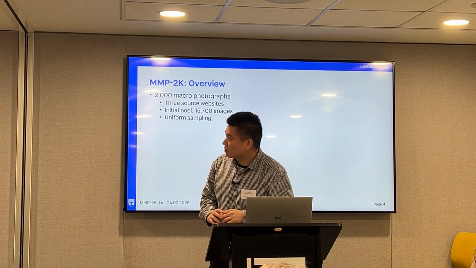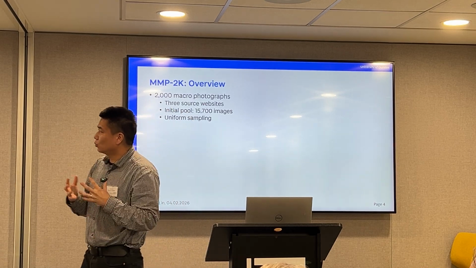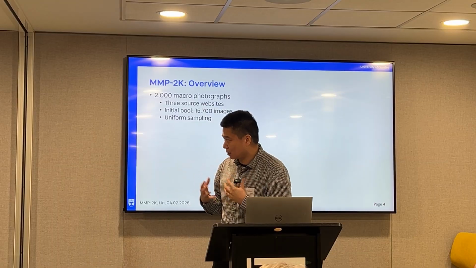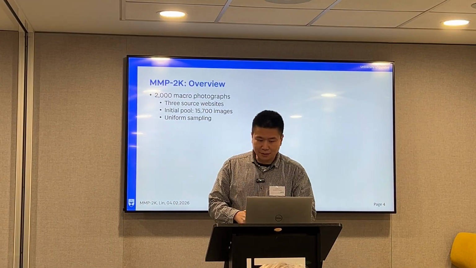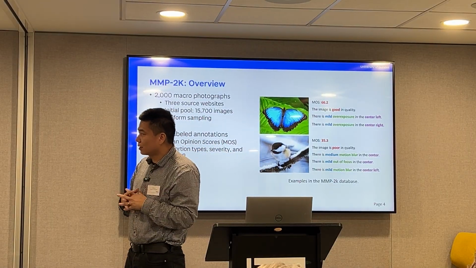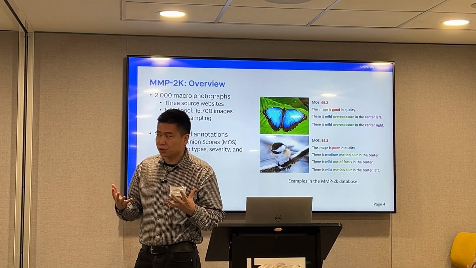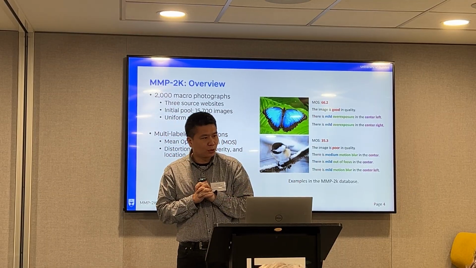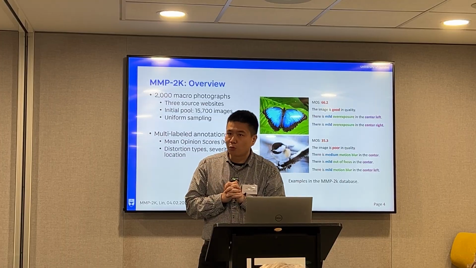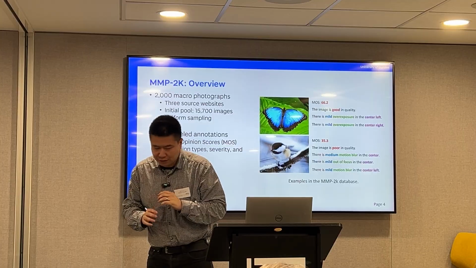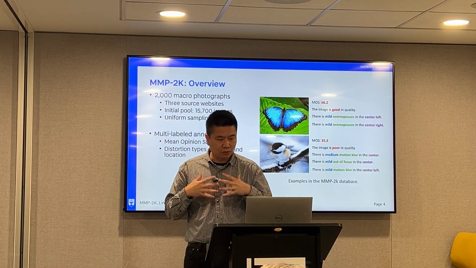So here's an overview. We collected 2,000 macro photography images from 3 publicly available websites, and we also labeled them, which is why we call it multi-labeled annotation. We have the MOS, mean opinion scores, from 23 participants in total, but after outlier removal it would be 16 or 17, something like that. We also have distortion types, severity, and locations.